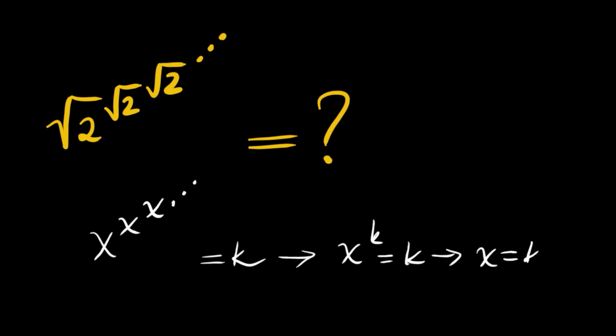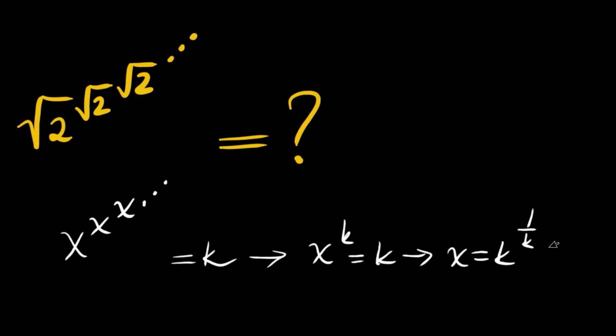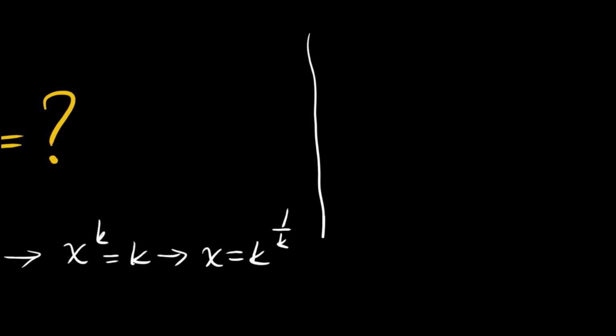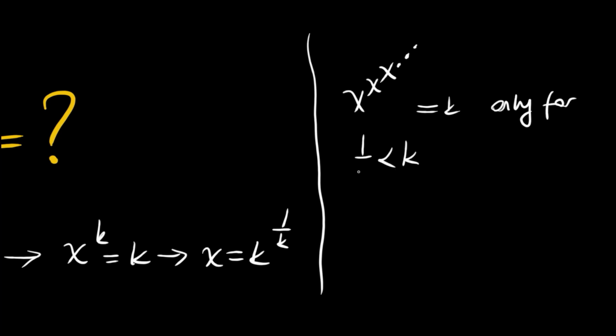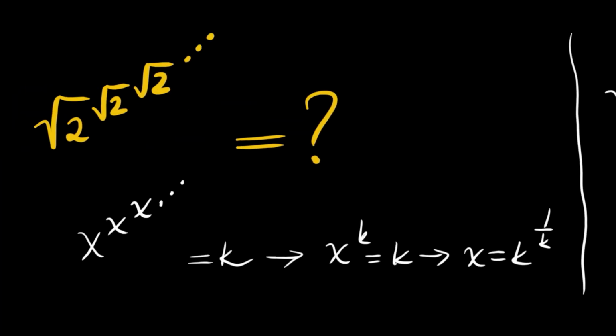then x is equal to k to the power of 1 over k, but it has some restrictions for such an expression to be convergent. It is equal to k only for k being in between 1 over e and e, Euler's number. Now let me try to solve this problem.